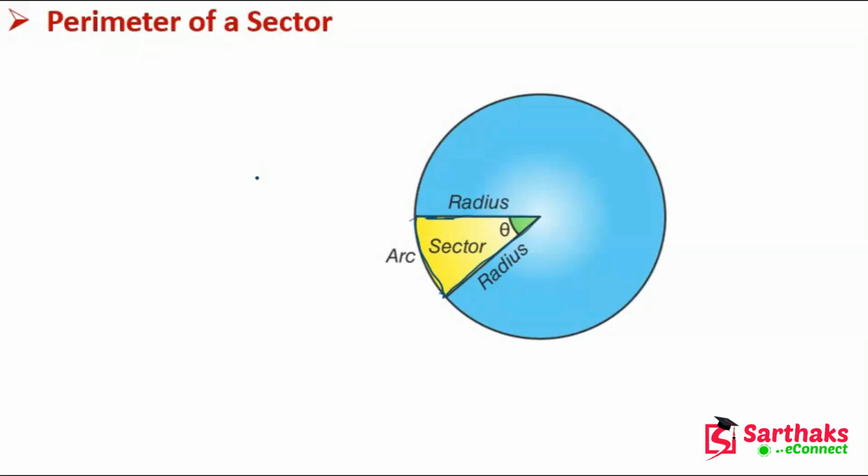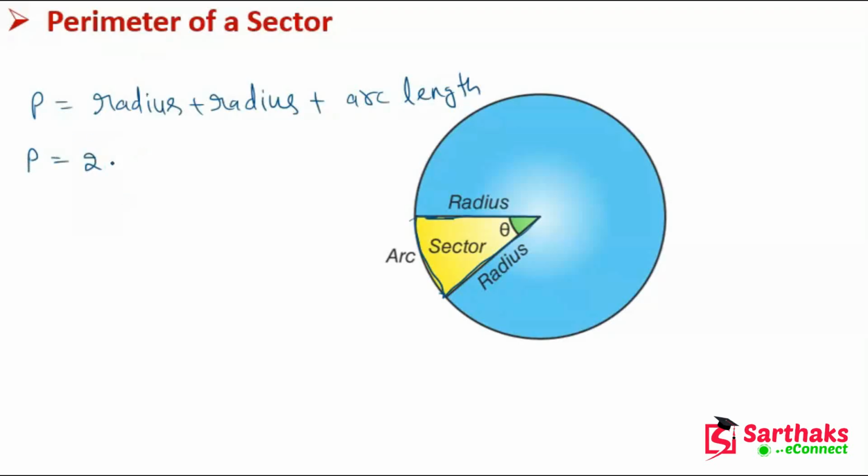Okay, my dear friends. So perimeter should be calculated by doubling the radius and then adding it to the length of the arc. Okay, so perimeter is radius plus arc length. So this will become twice of R plus L.